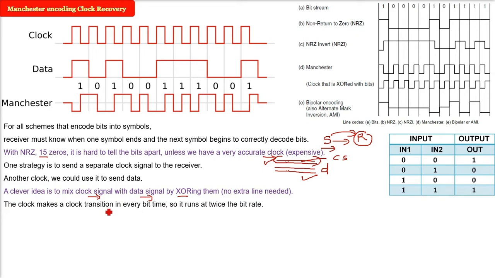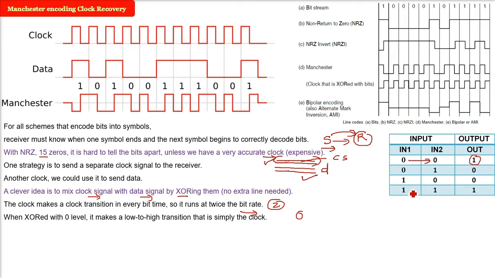So the clock makes a clock transition in every bit time. It will run at twice the bit rate, because the clock is making a transition in every bit time. And since we have XORed the clock signal with the data signal, on the right I have shown you the truth table. When we have 0 0, it will give you 1. When you have 1 1, it will give you 1. If they are different, 0 1 or 1 0, you will get a 0. So when XORed with a 0 level, it makes a low to high transition. That is simply the clock.